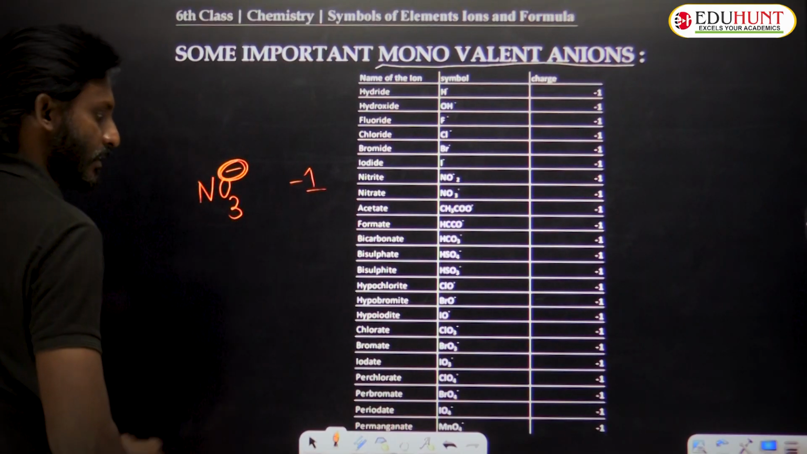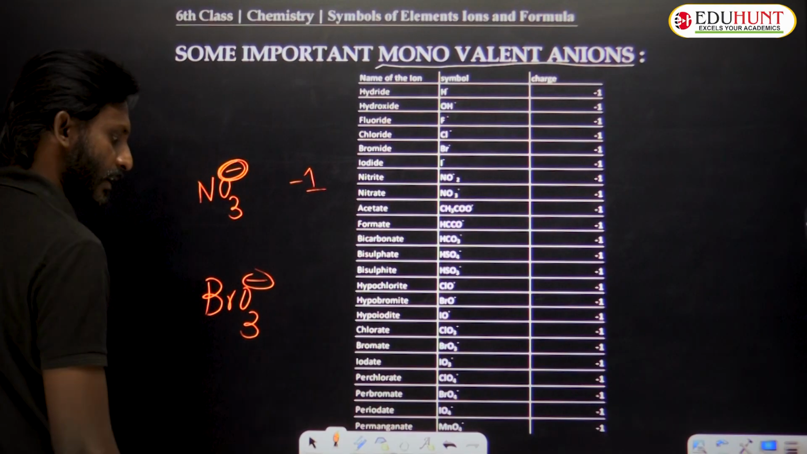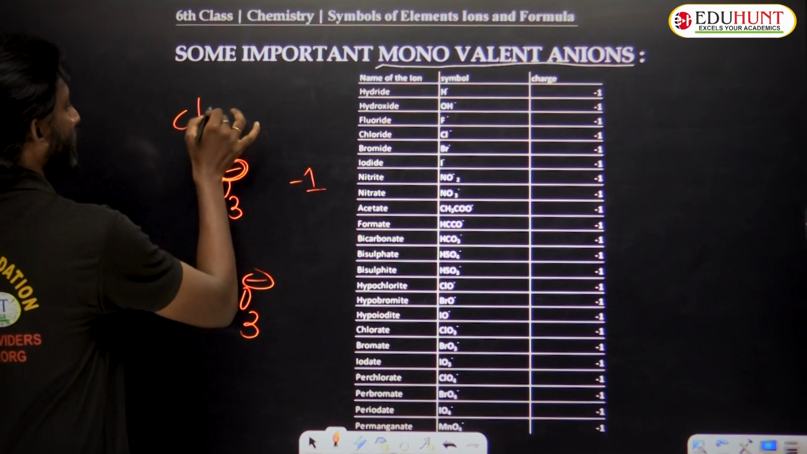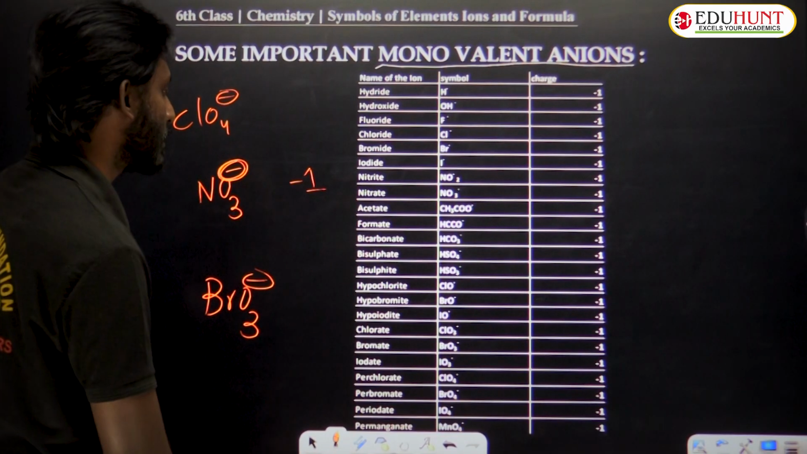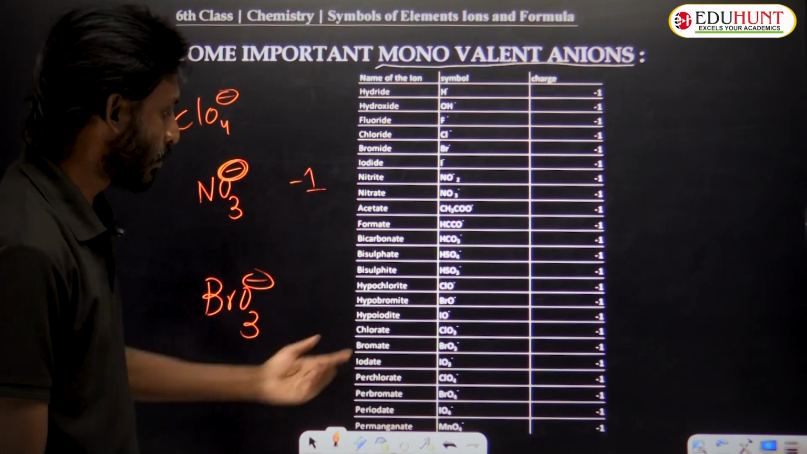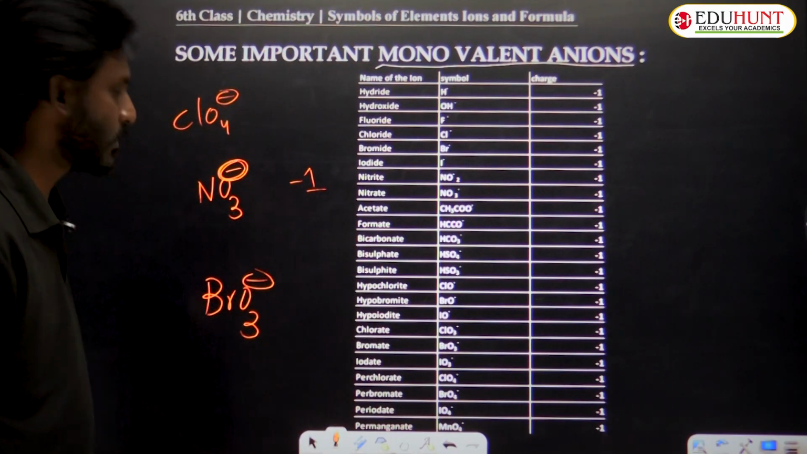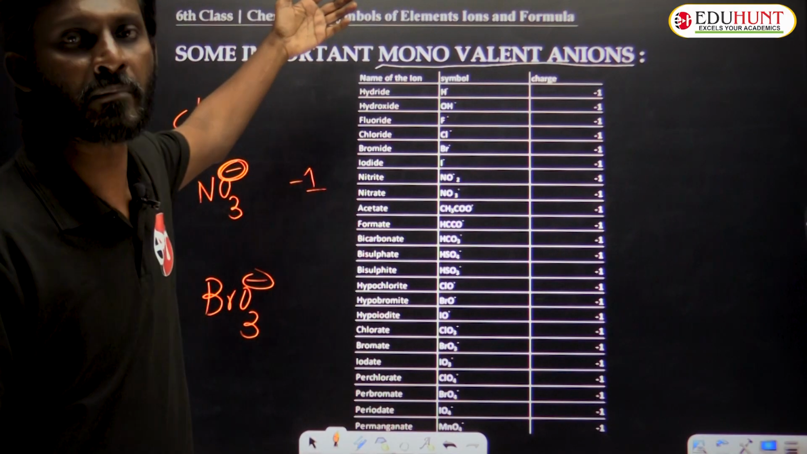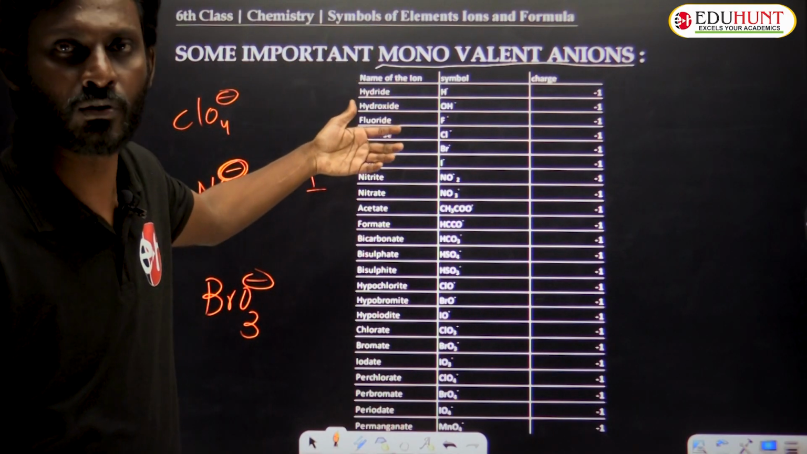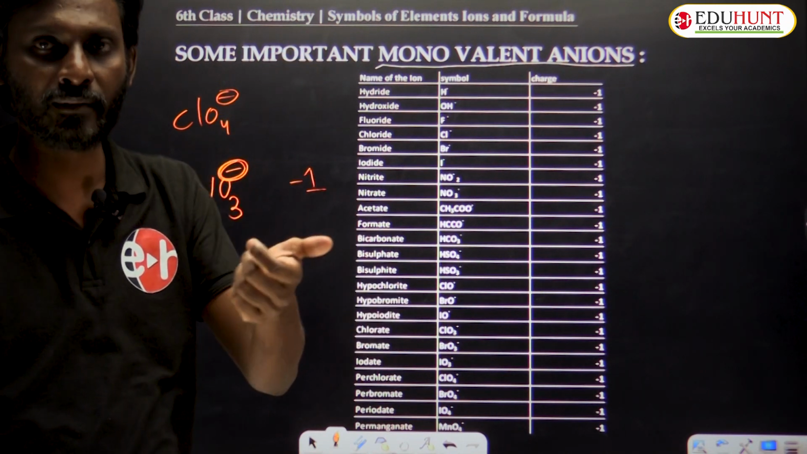It is monovalent, like BrO3 minus, monovalent. ClO4 minus, monovalent. Valency is 1, charge is -1. Monovalent anions. You can go through all these examples. You are not supposed to learn them by heart. You get familiar with them slowly. At least a few important ones, like bromide, chloride, iodide.